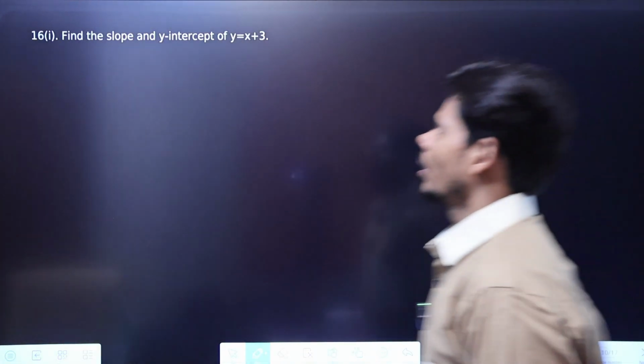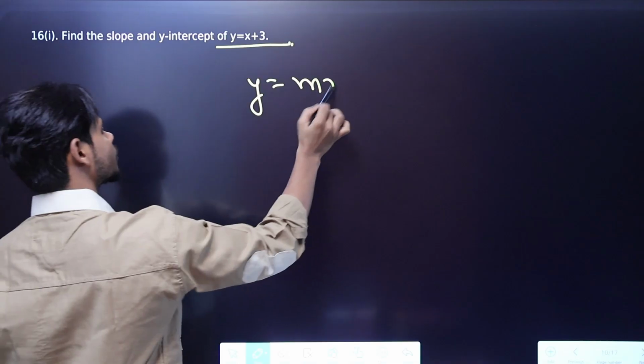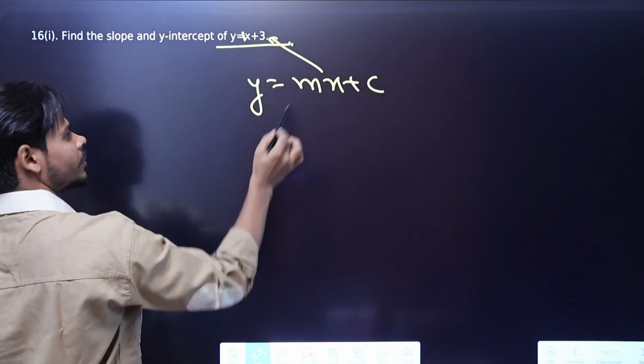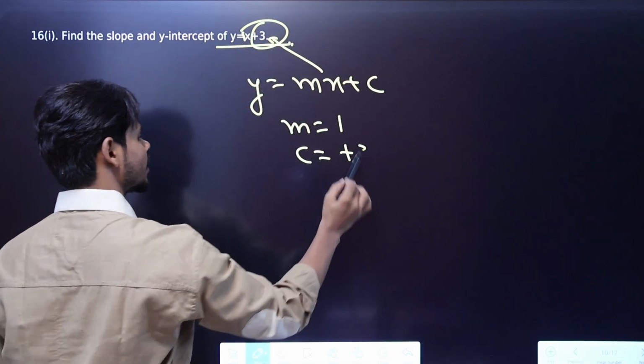Next. Question number 16. We need to find the slope and y-intercept of this. We already know that y is equal to mx plus c. If we compare with this equation, slope is 1 basically, the coefficient of x, and the y-intercept is plus 3. That's it. Next.